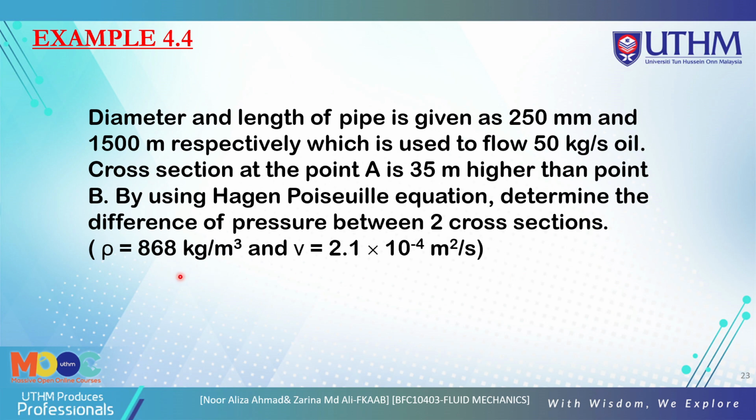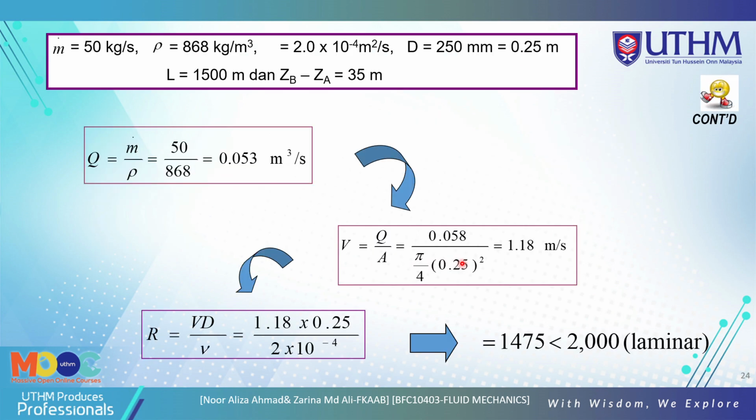Okay, the density is given here and also the kinematic viscosity. So first you must find the Q based on the mass divided by the density. After that you find the velocity based on Q divided by A, so you get the value of velocity.